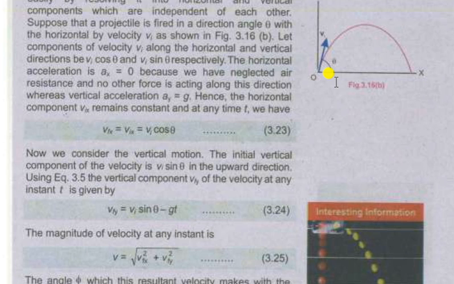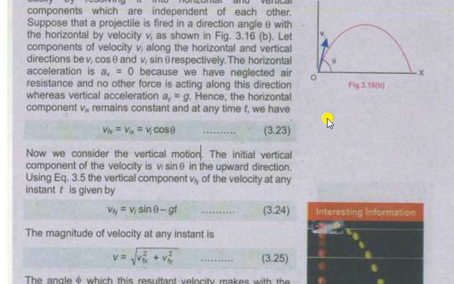But after some time t, the velocity component along the x-axis, or the horizontal component of the velocity, remains equal to the initial component of the velocity along the x-axis. So the final velocity along the x-axis, vfx, is equal to vix, and this is equal to vi cos theta. So the horizontal component of the velocity remains constant during the motion of the projectile.